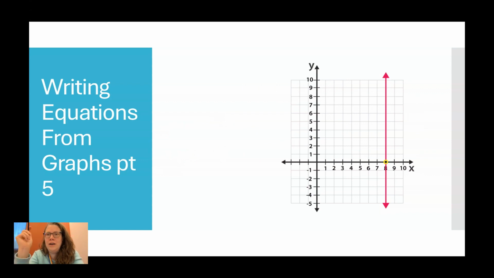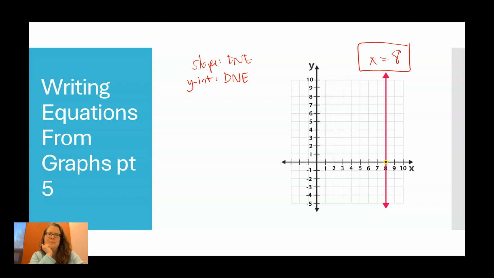Woohoo, a vertical line. Remember, these are always an x equals equation. They have no slope. And also notice, when do they cross the y-axis? Never. They're parallel to the y-axis. So the y-intercept also does not exist on an x equals equation. And what does x equal? It's crossing at 8. So x equals 8. Done.